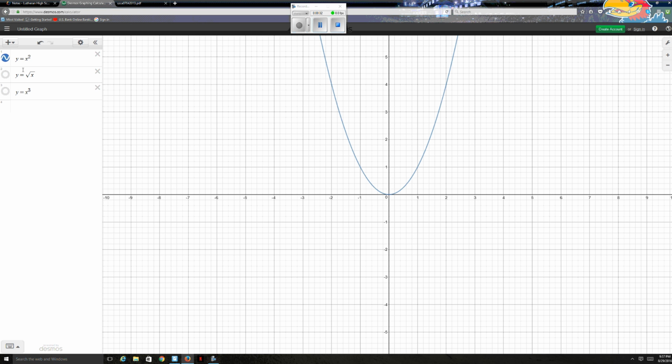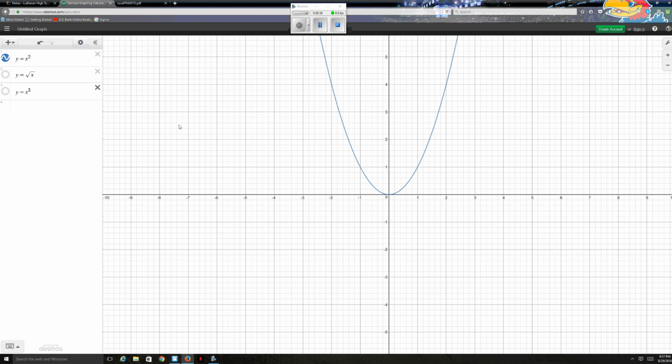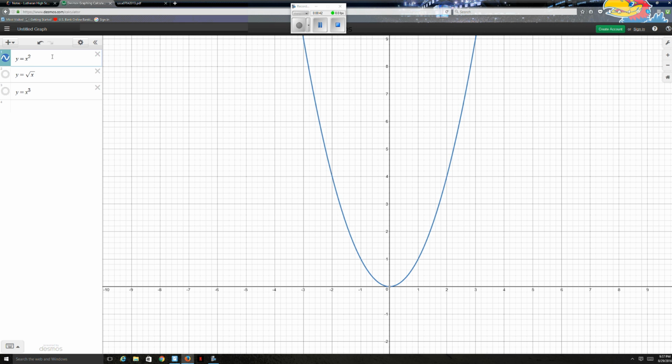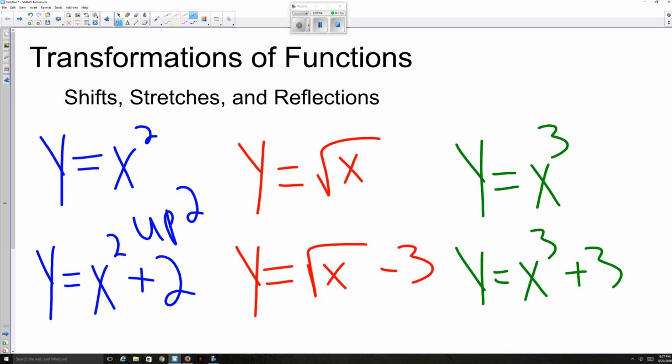We have a blue graph, y equals x squared. And please note, we're going to add 2. Okay, so let's look at this graph. What happens? I'm going to pull it down here a little bit. What happens when I add 2? Well, notice it's the same graph, but it's shifted up 2. Okay, so we went up 2.